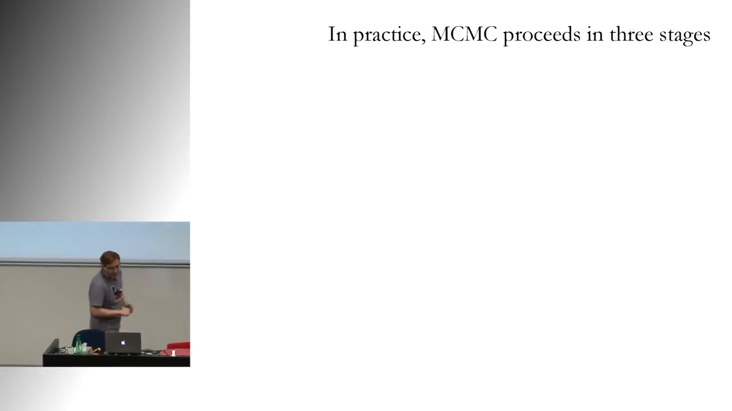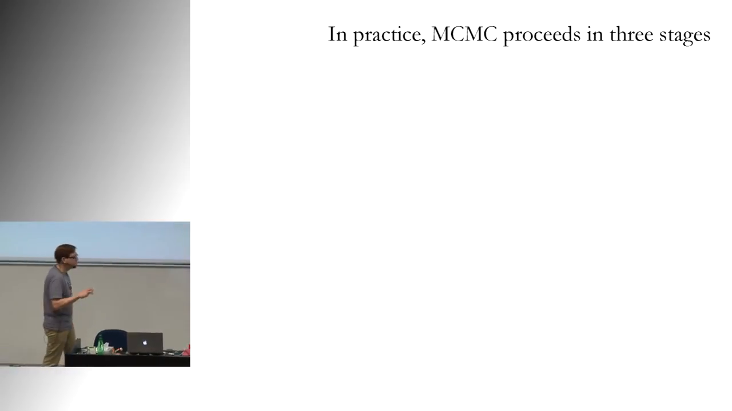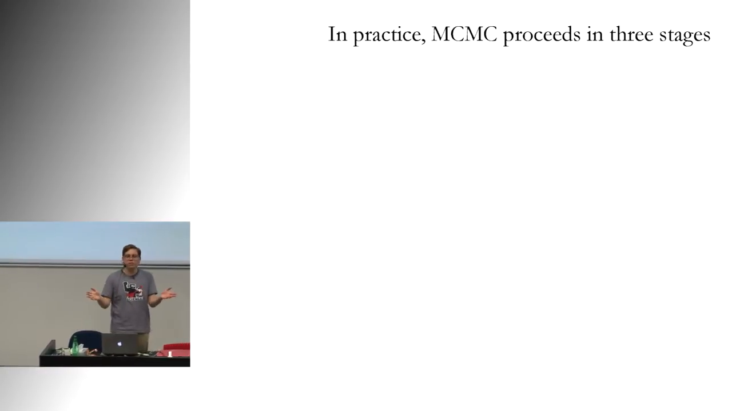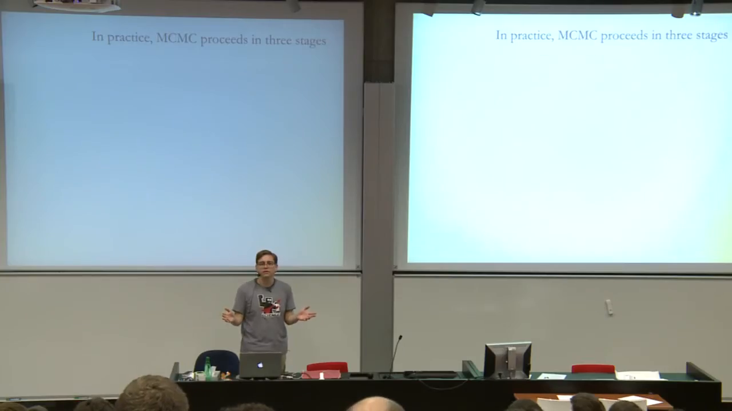Now, I want to go into a little bit of detail about how we do this in practice, and it's going to proceed in 3 stages. Who's run a Markov chain before? OK, good number of you. So most of you should be somewhat familiar with this. But I want to be really, really careful about it, because it's very easy to do MCMC wrong.